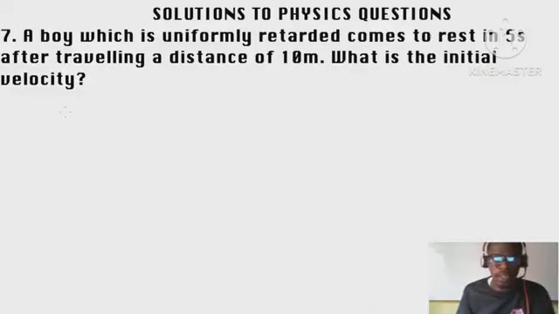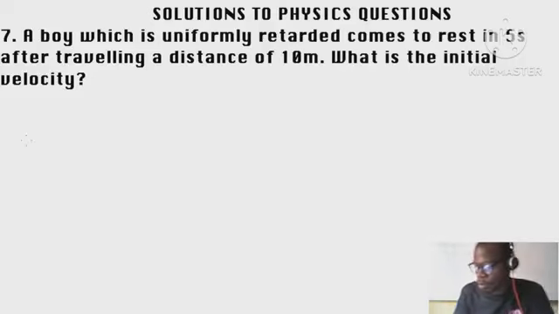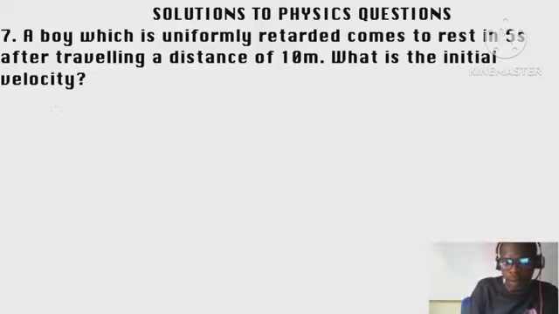Number 7 question is, a boy which is uniformly retarded comes to rest in 5 seconds after traveling a distance of 10 meters. What is the initial velocity? A boy which is uniformly retarded comes to rest in 5 seconds after traveling a distance of 10 meters. Then what is the initial velocity? Now, let's see how we are going to solve that question. In this case, let's see what we are given as the parameters.